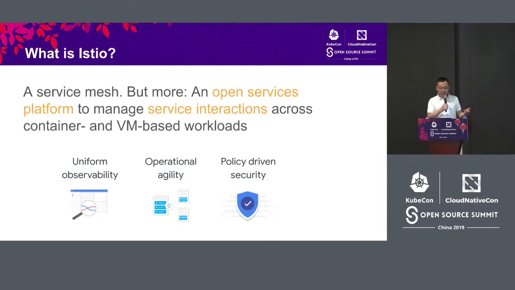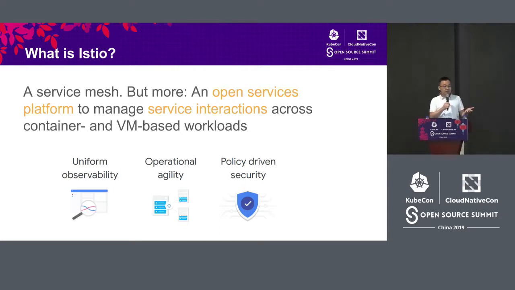And second, operational agility. Istio does advanced load balancing, traffic shifting, and traffic shaping to help you manage your traffic easily and roll out a new version of a service safely. The third but not least is policy-driven security. Istio provides declarative policy. It allows you to describe your intent, and Istio will enforce the desired security for you.